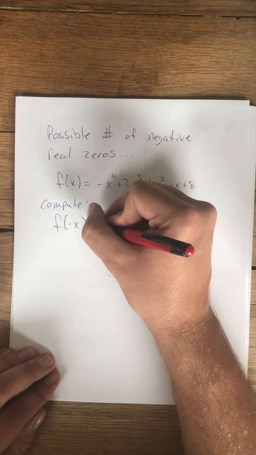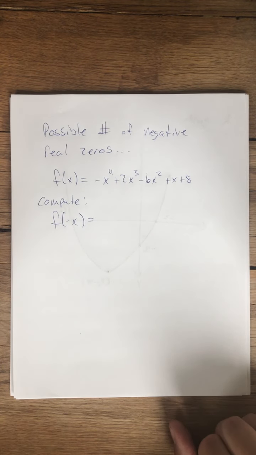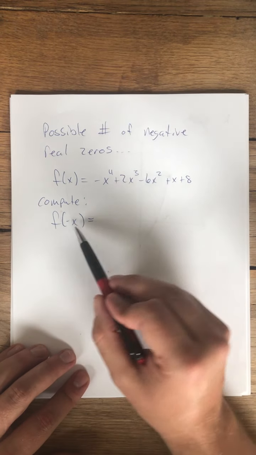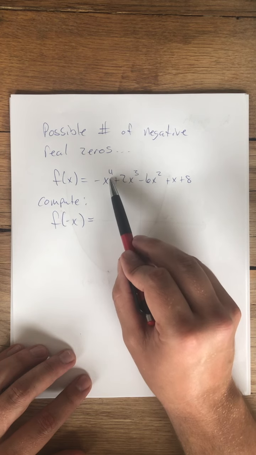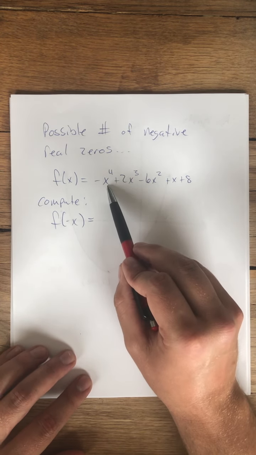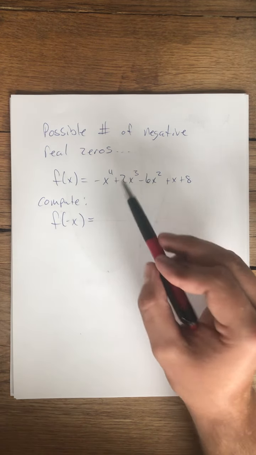So we've already answered half of it, the positive side of the number line, but to get to the possible number of negative real zeros, we need to first compute f of negative x. Now, don't work harder than you have to. Anything to an even power, the sign isn't going to change. So like negative x, the quantity to the 4th power, is still going to be x to the 4th.